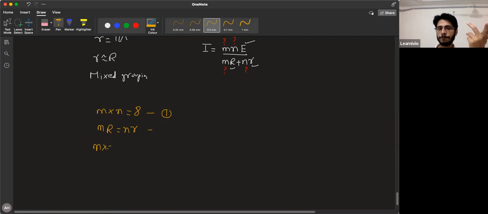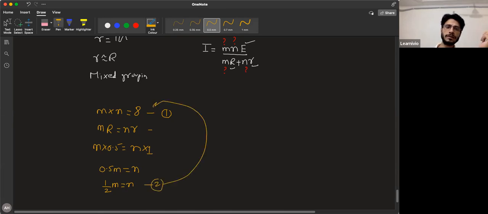0.5 ohm. 0.5 is N. And how much is small r? 1. So you have 0.5 M is equal to N. And how much is 0.5? It's half. I can write it as half M is equal to N. I call this the second equation.